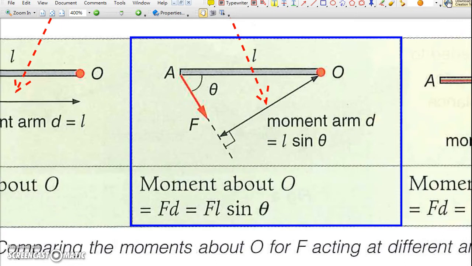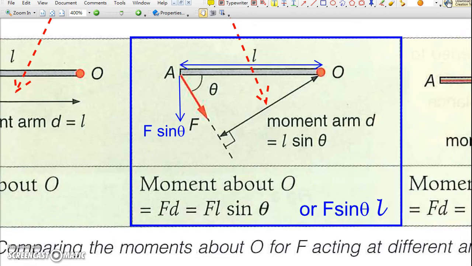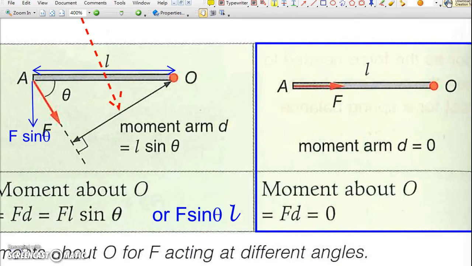If you find it difficult to find moment arm, you may find the perpendicular component of applied force instead. So in this case, the perpendicular component of applied force is F sine theta, and then the moment arm is L. So the moment is FL sine theta. Easier, isn't it? On the right, there is no perpendicular component of force, and hence the moment is 0 in this case.